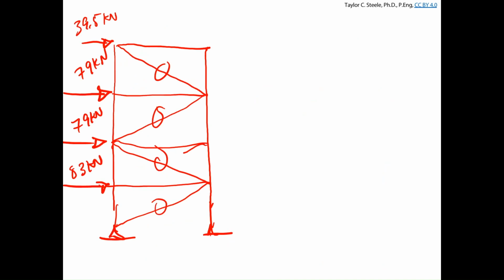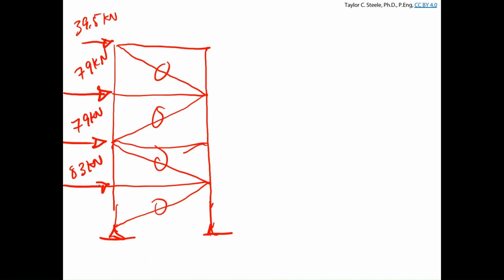Okay, we would of course want to do the same thing at this level, and at the roof. And in fact, the force at this level, because the tributary width and the pressures are all the same, should also be 79 kilonewtons. At the roof, the tributary height is going to be half because there's no floor above it. So it's just going to be half of the force we calculated, something like 39.5 kilonewtons.